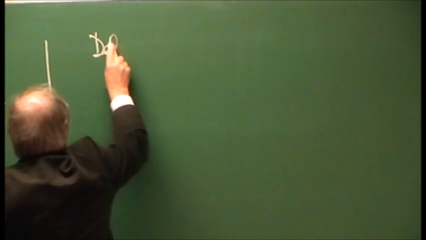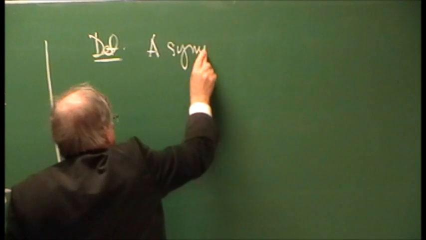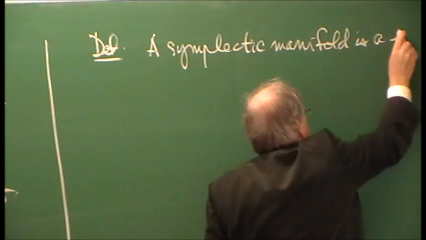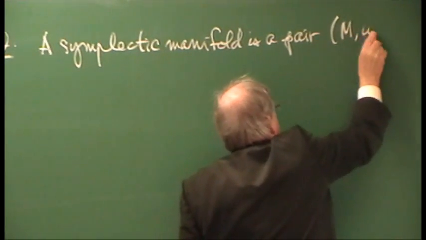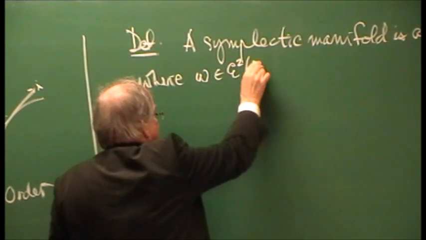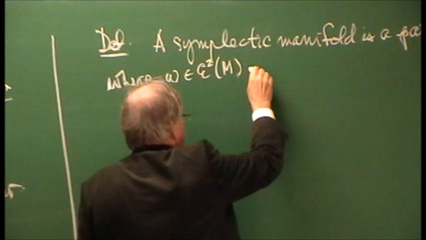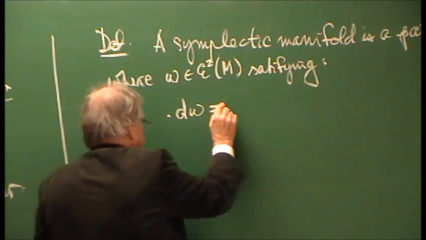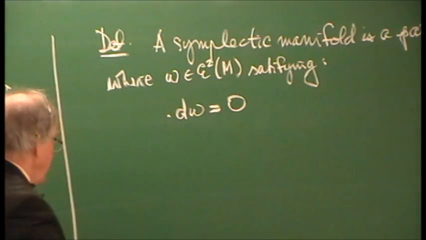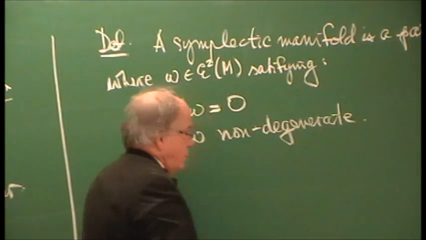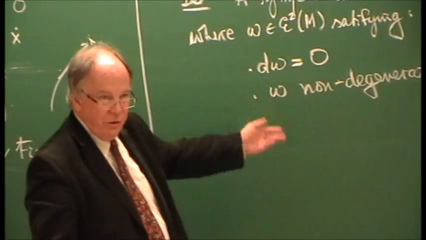Definition. A symplectic manifold is a pair (M, omega), where M is a manifold, of course, and omega is a two-form on the manifold M, satisfying two fundamental things. One, it is closed. And two, it is non-degenerate. I think I've discussed at great length what closed form means. It's d of it is 0.